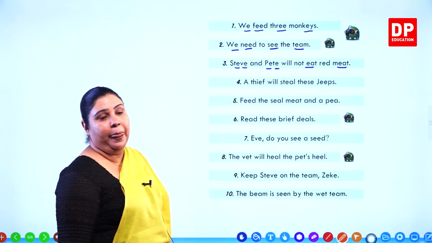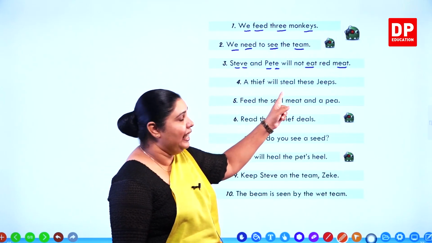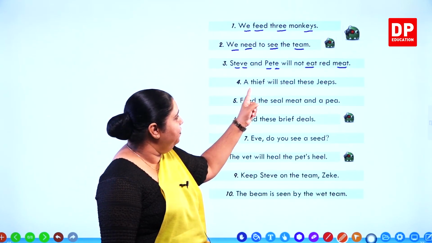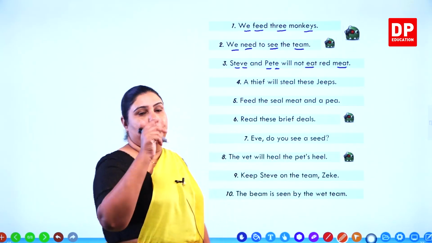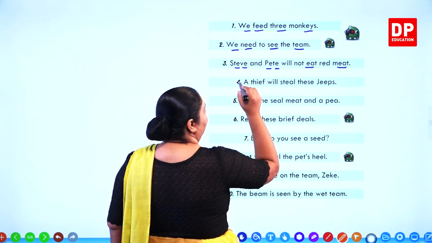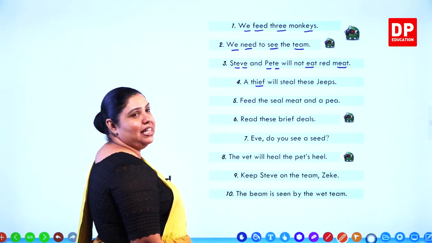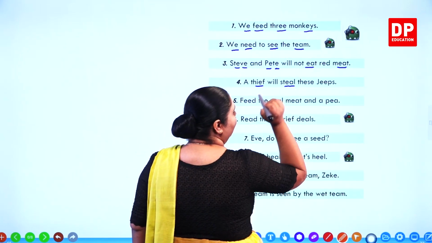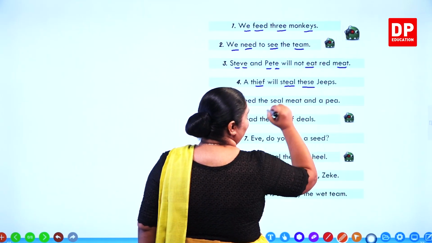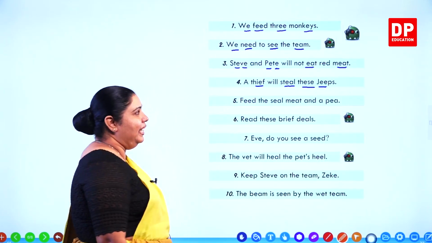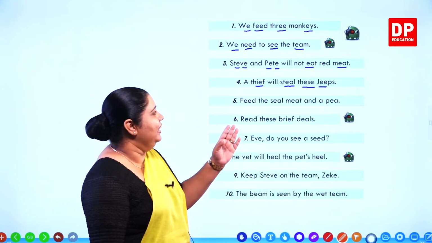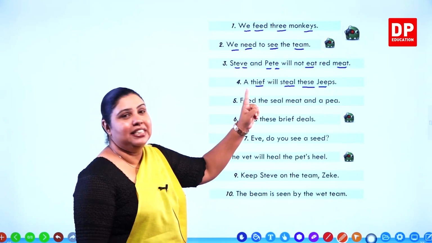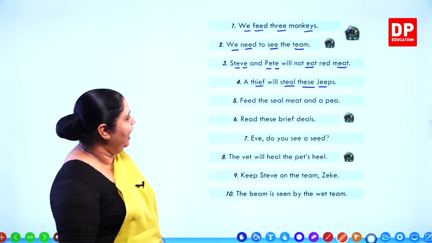Right? Number 4. A thief will steal these jeeps. A thief will steal these jeeps. Now let's underline them. A thief, I-E, gives us the long E sound. A thief will steal these jeeps. A thief will steal these jeeps. Can you see? Right? The way our long E sound has come. Right. Now we have number 5.